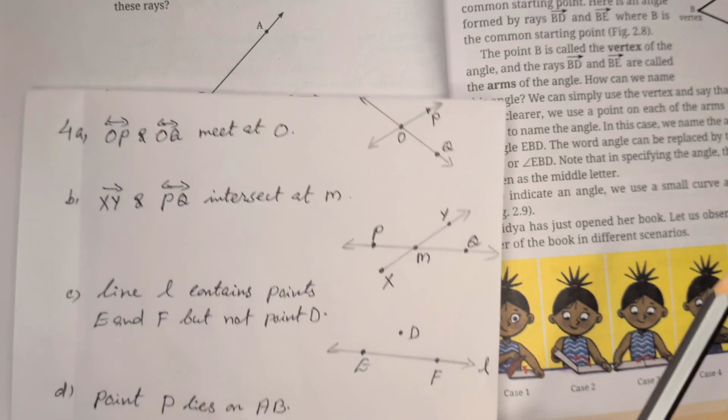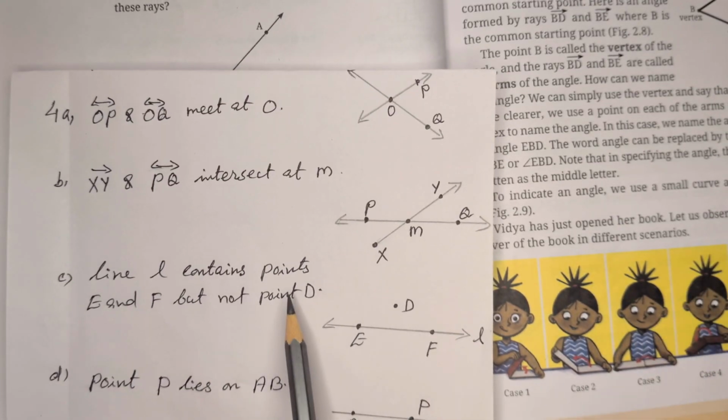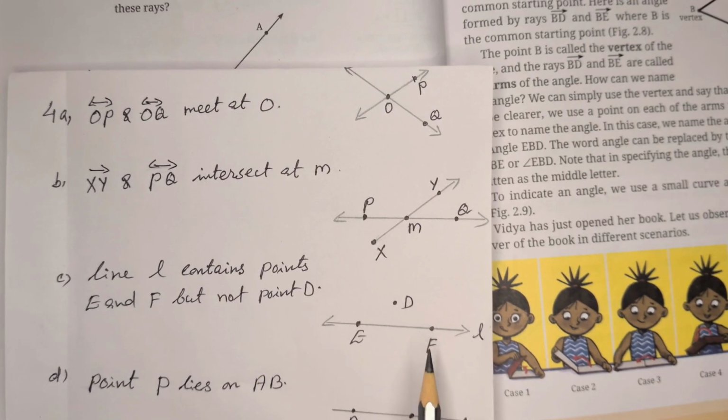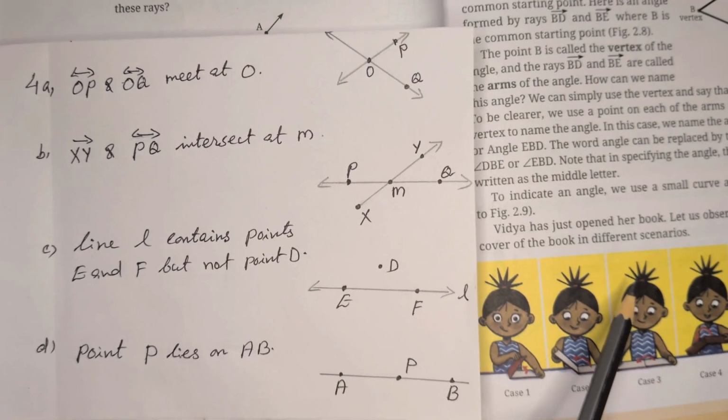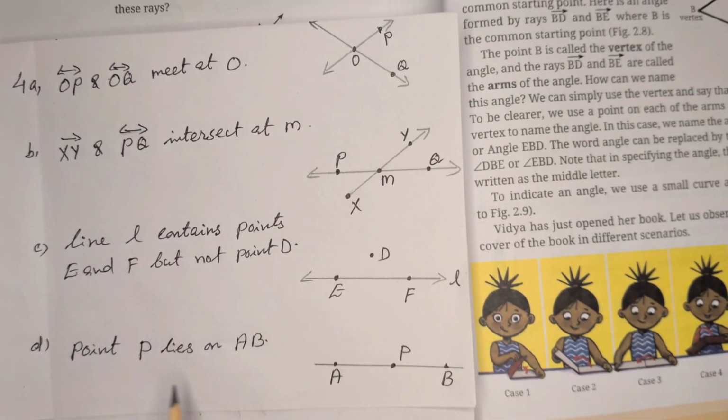Now the third one: line L contains points E and F but not D. So 2 points, E and F, are on the line. D is not on the line. Next one: point P lies on AB. AB is a line segment, and P lies on that line segment. So P is in between, on that line itself.